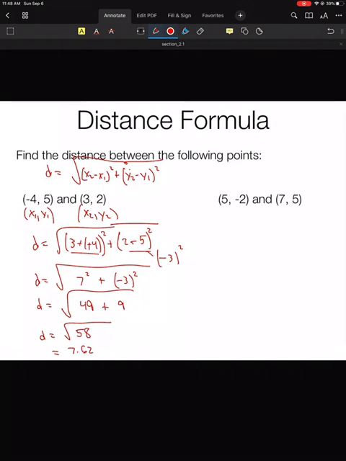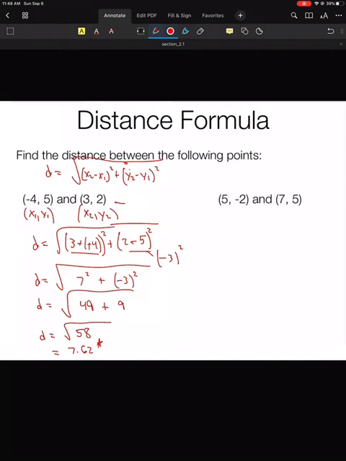I don't care a lot about how you round. If I do care, I'll tell you how many decimal points to round. If not, round to 2 as default. Okay, so 7.62 is the answer. And that's in the same units as these were, whatever they are.